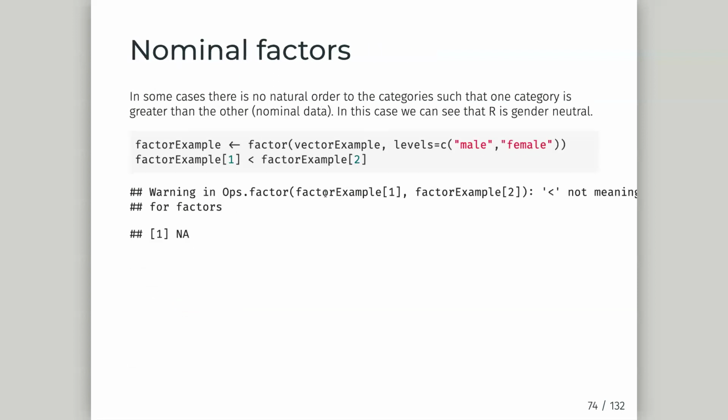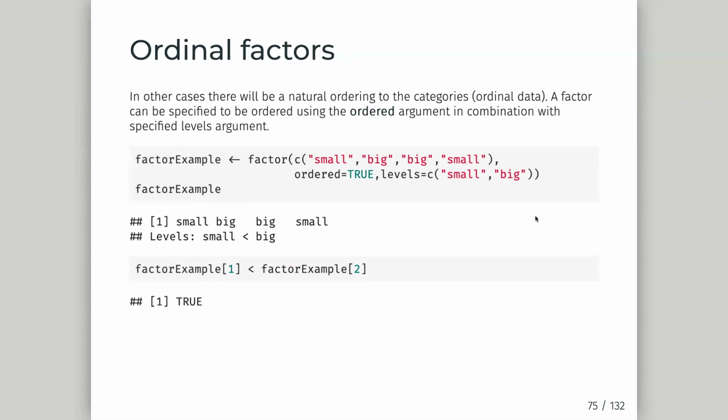You know, warning and ops factor, this is not meaningful factors. But actually, categorical data can be meaningful. It can have order, right? So we can have ordinal factors where we do have order. In this case, I'm going to create factors. Maybe I bin my results into small, big, large, or whatever. Here I've just got small and big. I'm going to set my levels. I'm going to say order equals true.